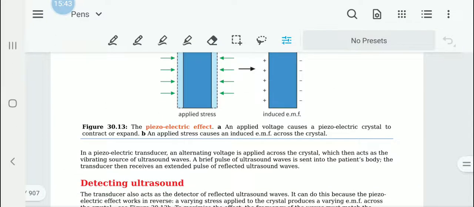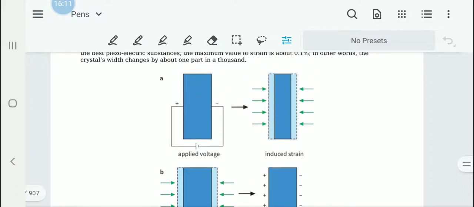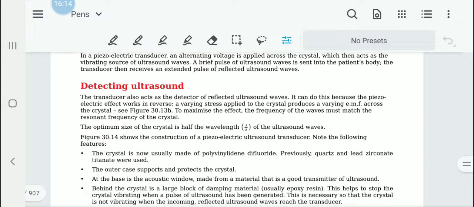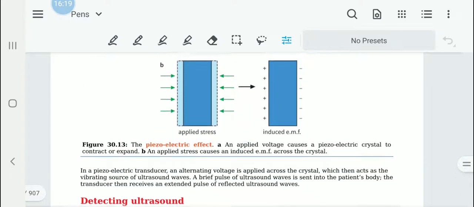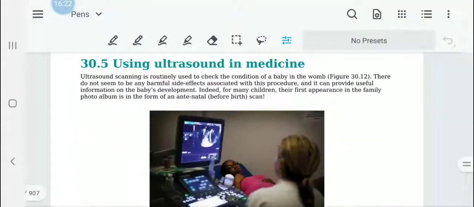So what happens is an alternating voltage is applied across the crystal, and it starts to vibrate because of the stress that is created on it. That vibration sends a pulse of ultrasound into the patient's body. It then receives an extended pulse of reflected ultrasound waves. That is exactly what we use to detect the sound that is coming from the interior. I think it would be best if we write down a note on this.